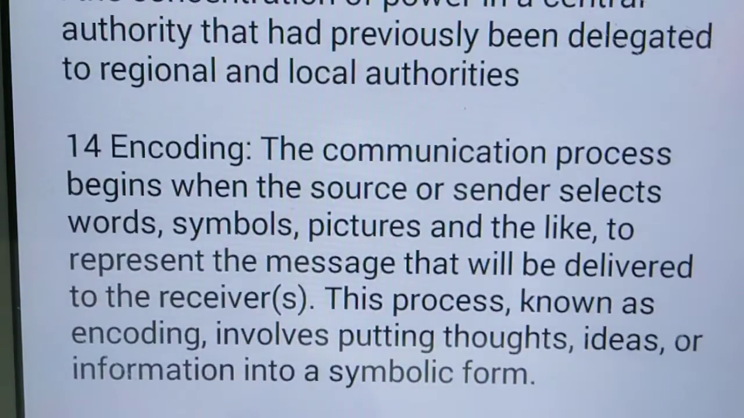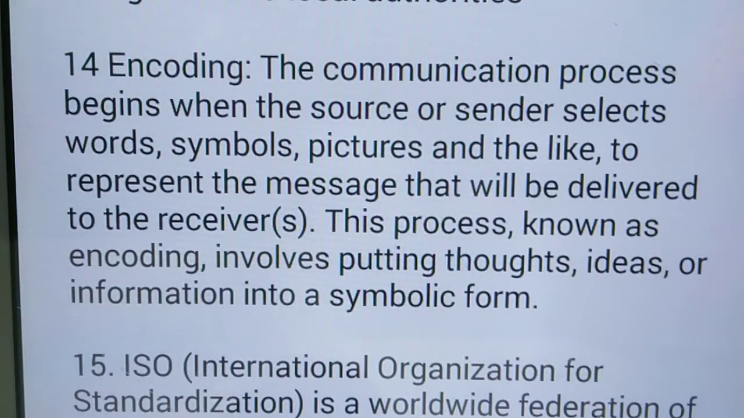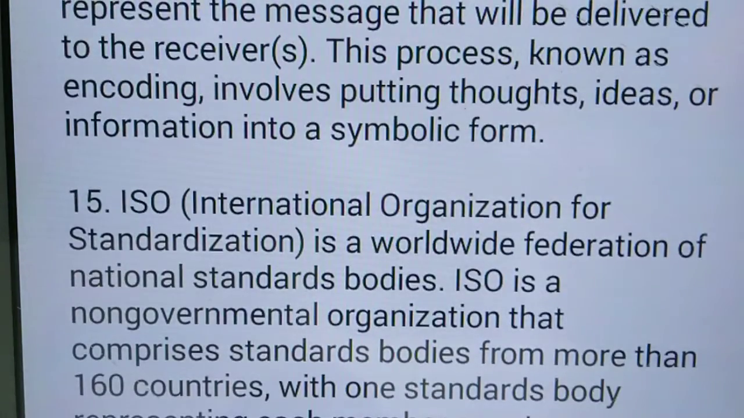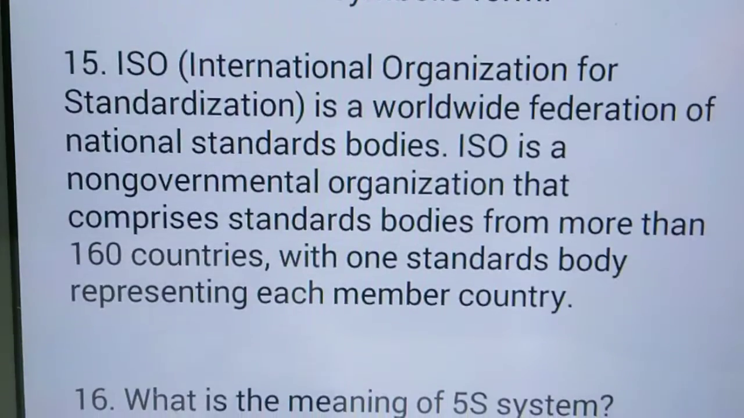Encoding: the communication process begins when the source or sender selects words, symbols, pictures, and the like to represent the message that will be delivered to the receivers. This process is known as encoding. It involves putting thoughts, ideas, or information into a symbolic form.